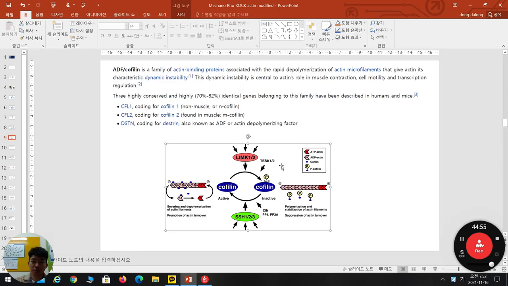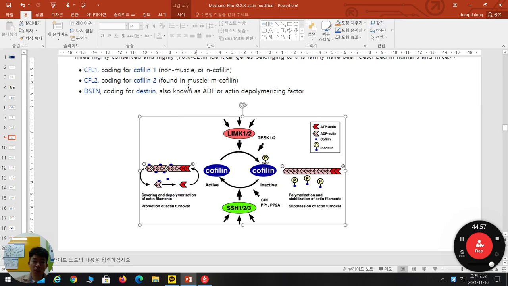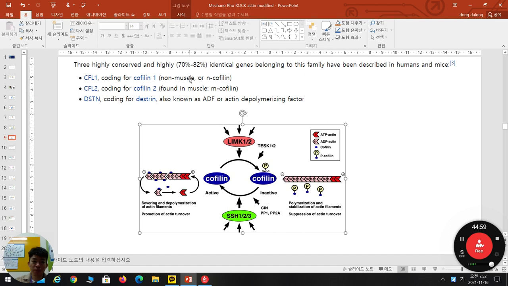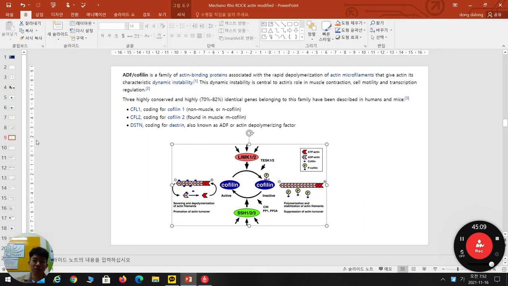Okay. And in the case of non-muscle cofilin, it's cofilin 1. So if we want to look at cofilin-mediated cell mechanism, you have to look at cofilin 1, not cofilin 2. Cofilin 2 is found in muscle.